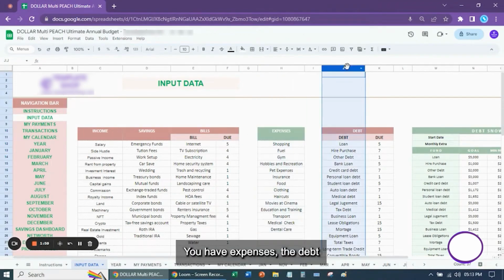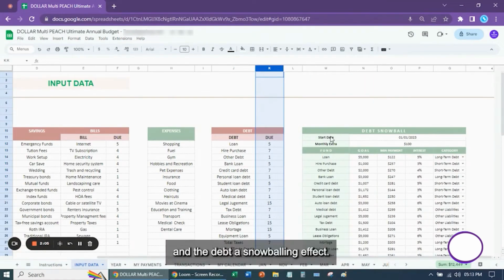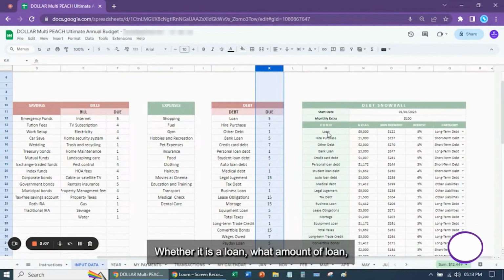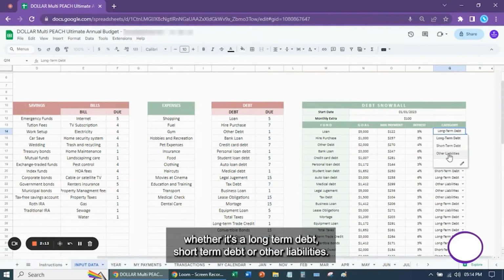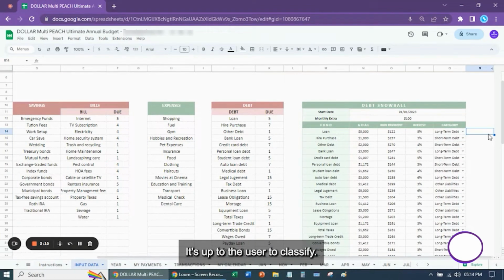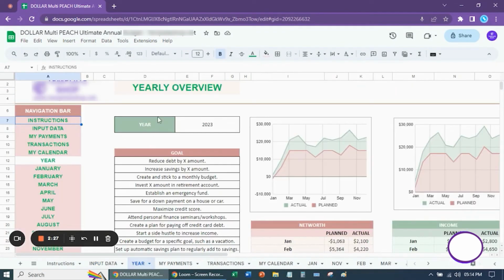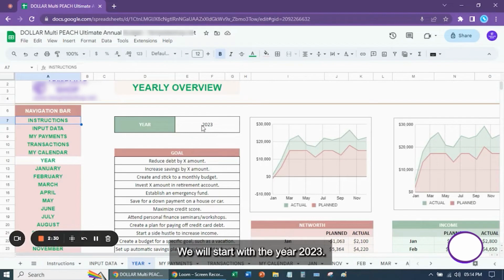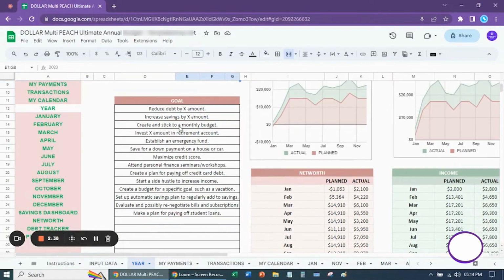You have expenses, the debt, again the due date for the debt payment, and the debt snowballing effect, whether it is a loan, what amount of loan, whether it's a long-term debt, short-term debt, or other liabilities is up to the user to classify. We also look at the year in general, where we start with the year 2023, as in this case. It is customizable. You can add your year. The goals, various goals.